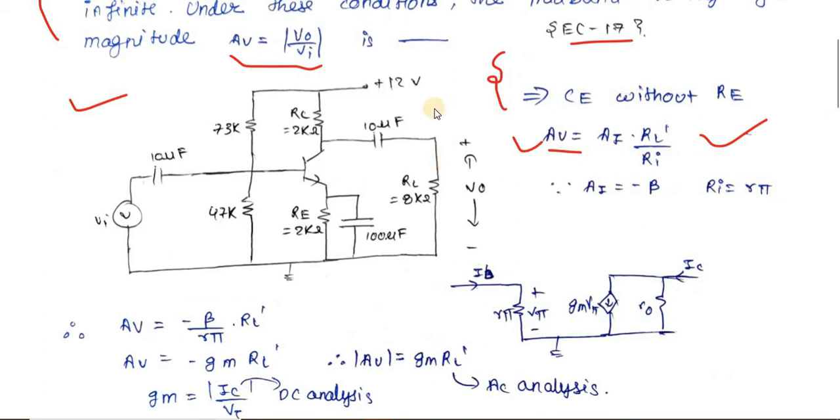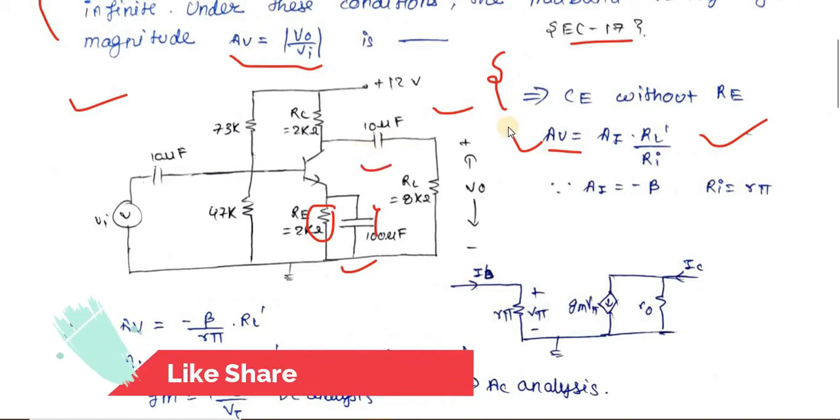The very first thing you should take care of is whether this circuit is CE without RE or not. For that, while doing AC analysis, when you short circuit this capacitor, you can clearly see this RE will be redundant. This RE will basically be replaced by a short circuit. At that time this configuration will change to common emitter without RE. So we have to check for this. From this circuit we get to know that this is a sum of CE without RE.